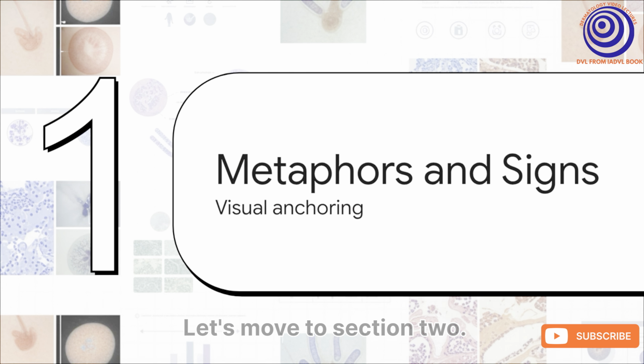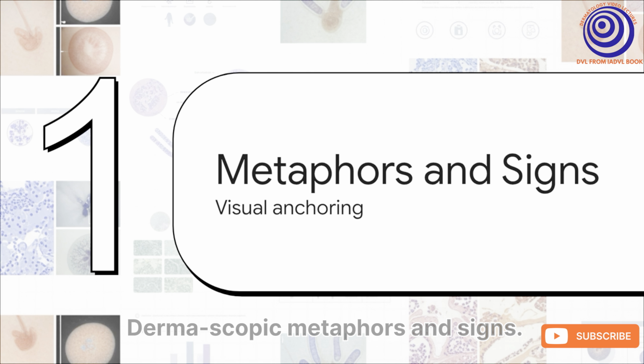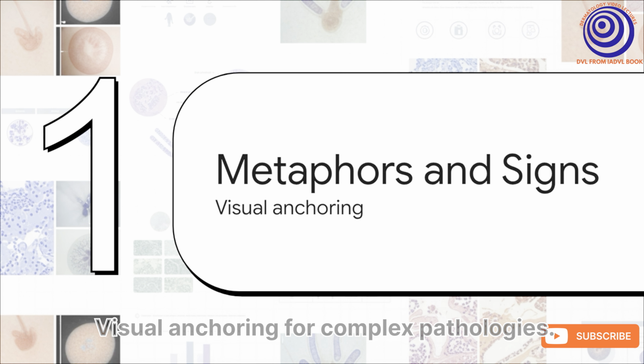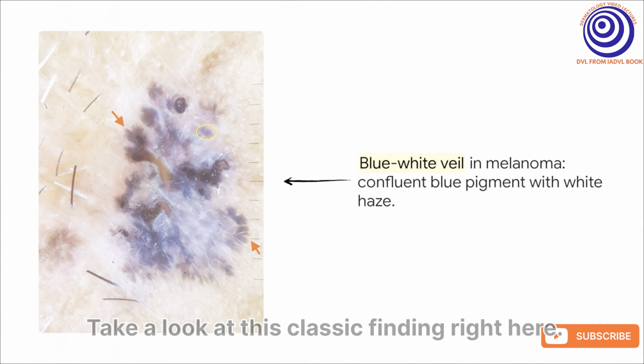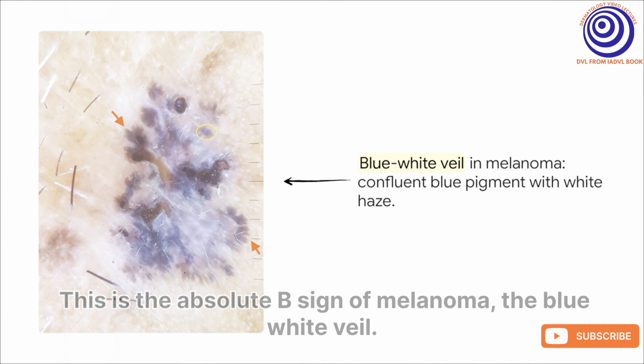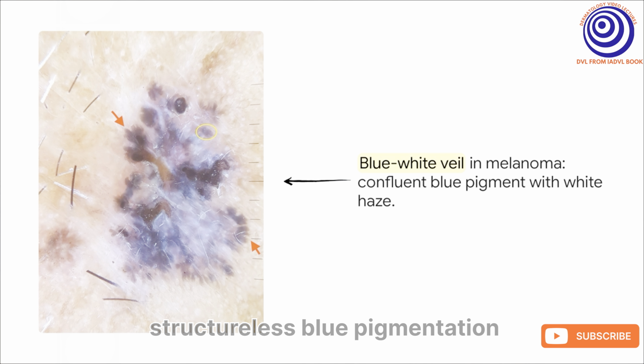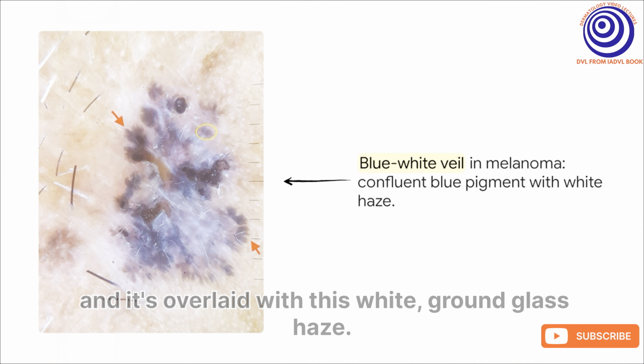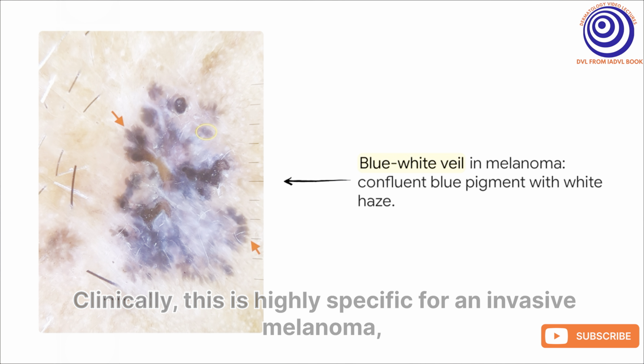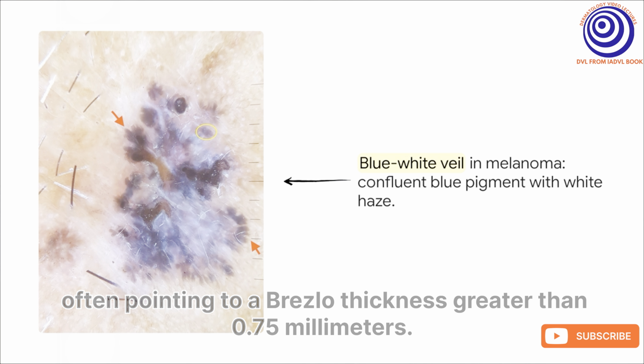Let's move to Section 2, Dermoscopic Metaphors and Signs, Visual Anchoring for Complex Pathologies. Take a look at this classic finding right here. This is the absolute beast sign of melanoma, the blue-white veil. What you're seeing is a confluent, structureless blue pigmentation, and it's overlaid with this white ground glass haze. Clinically, this is highly specific for an invasive melanoma, often pointing to a Breslow thickness greater than 0.75 millimeters.